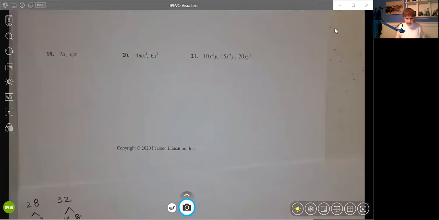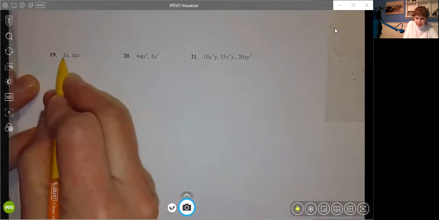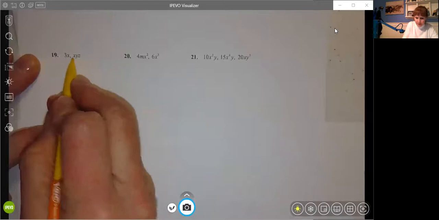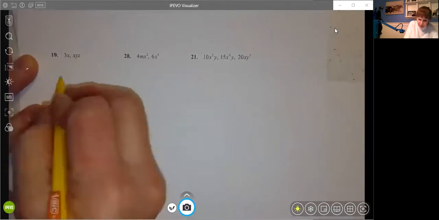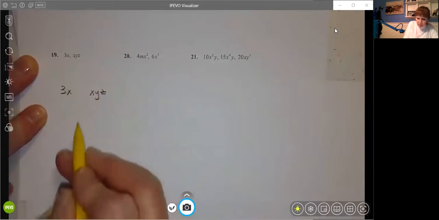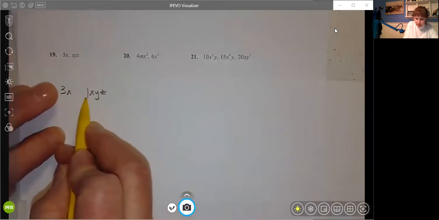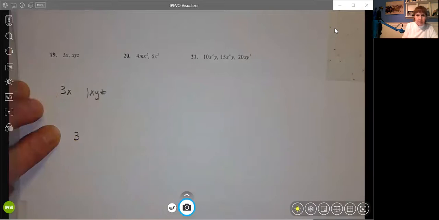Let's look at number 19. So on number 19 here, if I wanted to, we have a 3 and a 1. So you look at the numbers in front. Let me copy this over. So I have 3x and an xyz. Well, 3, there's a 1 there. We don't write it, but it's there. 3 and 1 both go into 3. Those are your primes. You take the highest of all of them.